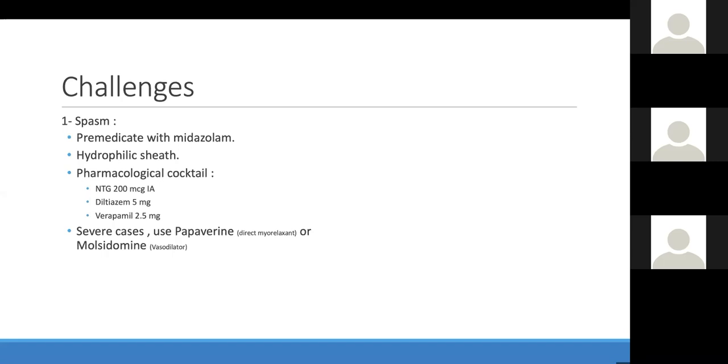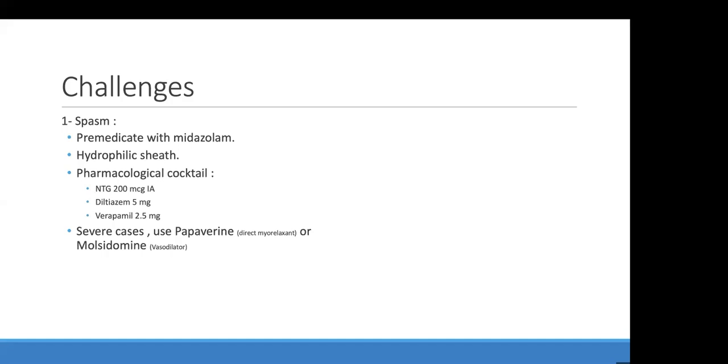Using a pharmacological cocktail. I've seen a lot of cath labs here in Saudi Arabia that don't do that. I do believe in it for many reasons. First, it works like a charm in dilating the artery for your access. And number two, it helps prevent radial artery occlusion, because a study has shown that giving NTG at the end of the procedure makes sheath removal easy, and it prevents radial artery occlusion.